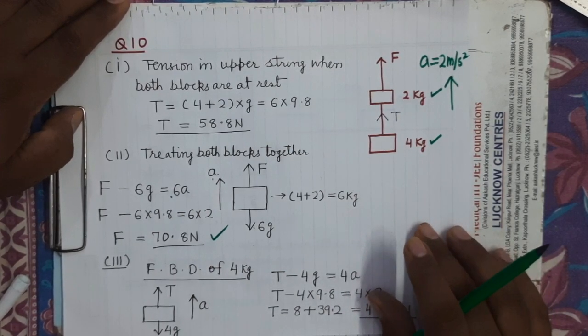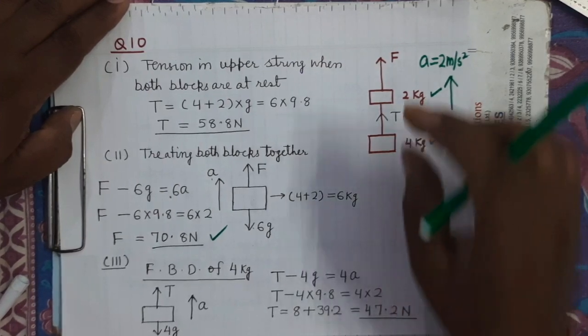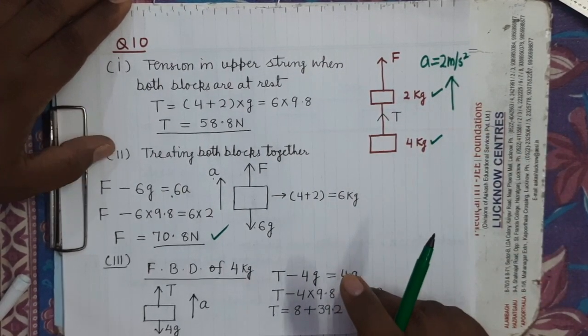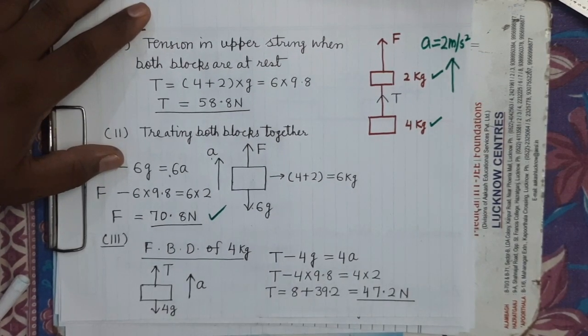After this you have to determine the tension in this string which is fastening both the blocks. So see here. Here we have drawn the free body diagram of the 4 kg block.